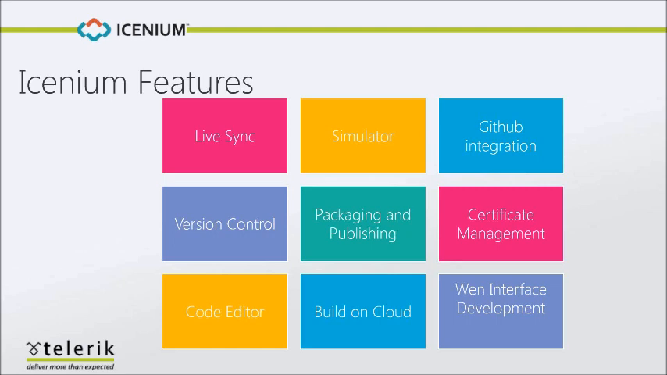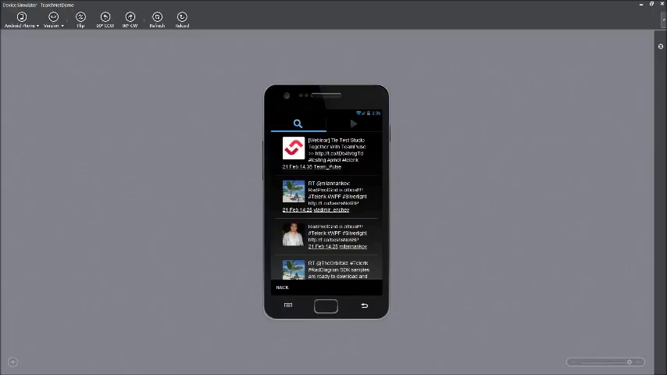If you have done any Android development before, to create an APK package, you need to have a certificate. You need to install the Java runtime, go to the command prompt and put this command and that command to create a certificate. In Icenium, you just say, hey, create a certificate for me, and Icenium will create it for you. It has a code editor. It builds all your application in the cloud, and it has web interface development.